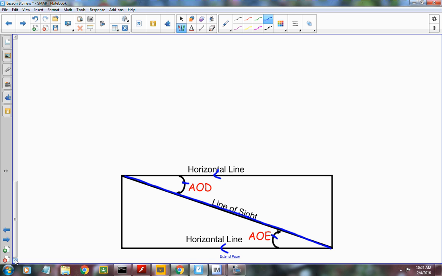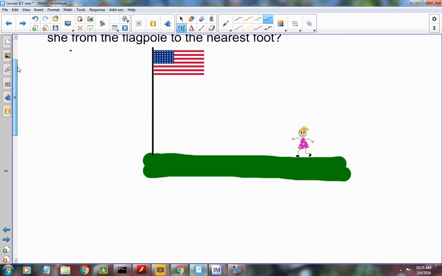In fact, when you're doing these problems, you could create yourself a little rectangle, okay? Your horizontal lines are going to be the same as are your vertical lines, okay? So you might have to transfer some information. So let's say they give you an angle of depression. Well, you could come down here and put it in the angle of elevation spot, because they're congruent. All right. Okay, so let's do a couple of examples here.